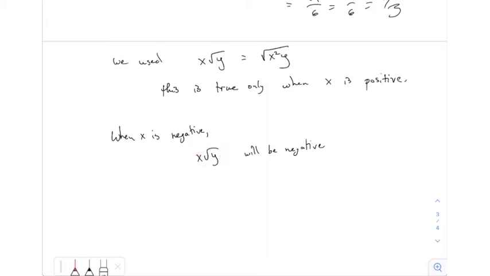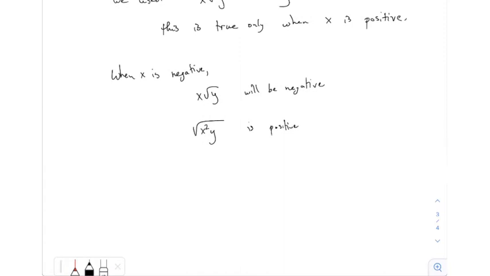But if I move the thing in, x squared y, this is positive, just because it's a root of something, right? And the square root sign indicates the positive square root. So they cannot be equal. I said up here, when x is positive, those two things are actually equal. But when x is negative, they are not equal. In fact, they are opposites. So this is just a technicality rule you've got to remember. When x is negative, x root y is equal to minus root x squared y.